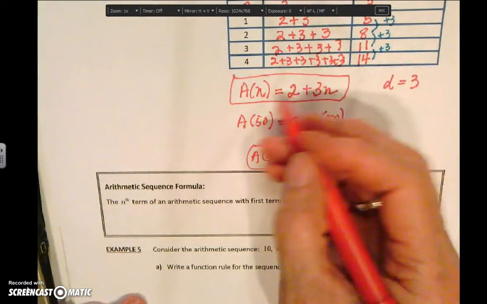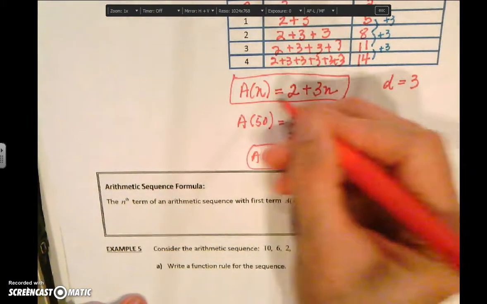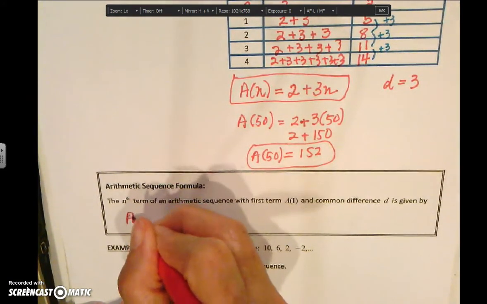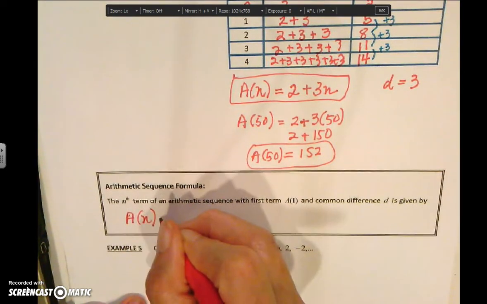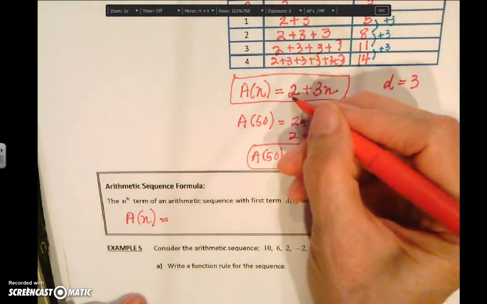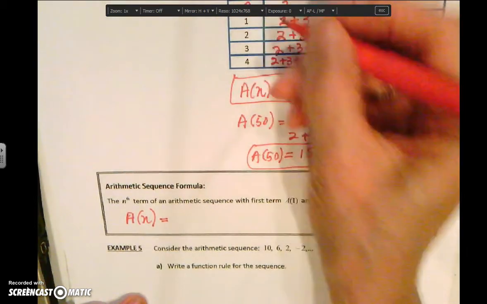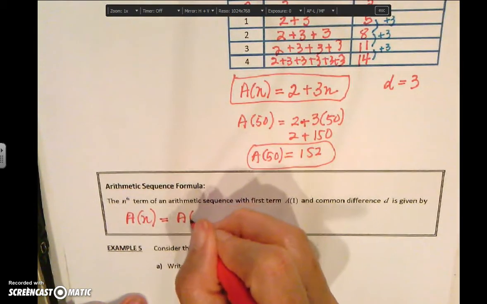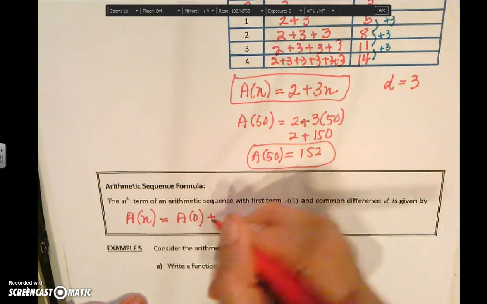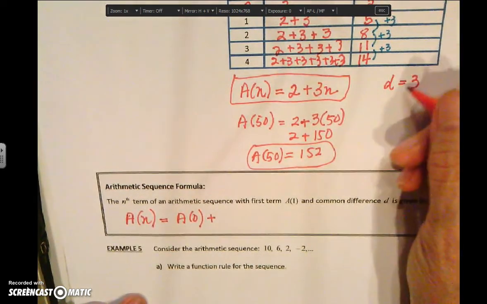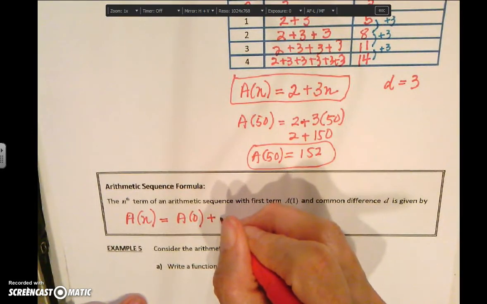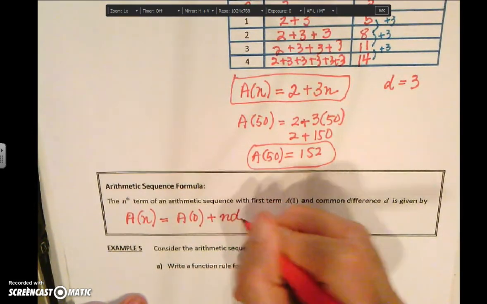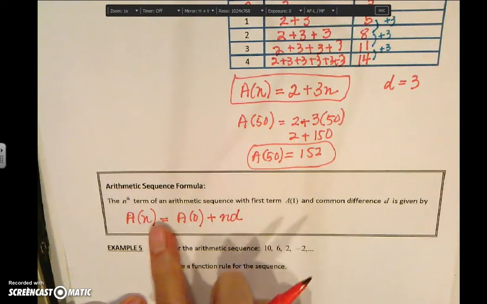So we can use this pattern here and make a general pattern. So we can say that a sub n, so the nth term, is going to be equal to, now in this case 2 represents a sub 0. So a of 0 plus 3 was a common difference, and then n. So I'm going to put n times d. So that would be a formula.